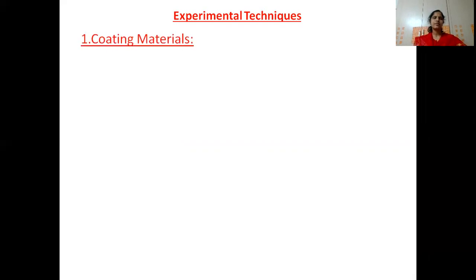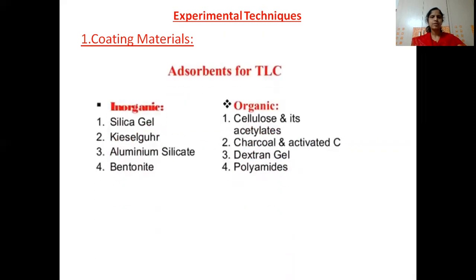So first, we need some coating materials. These coating materials are nothing but the adsorbents, which act as the stationary phase. So what are the adsorbents that we use for TLC? We have both inorganic and organic adsorbents. Inorganic adsorbents include silica gel, kieselguhr, aluminium silicate, and bentonite. Organic adsorbents include cellulose and acetylates, charcoal, activated carbon, dextran gel, and polyamides. Any of these we can use as an adsorbent, which acts as the stationary phase.